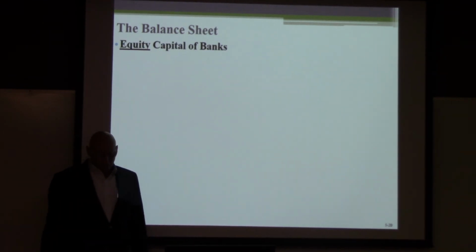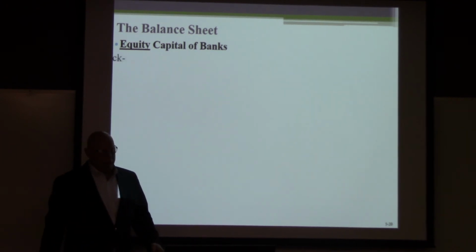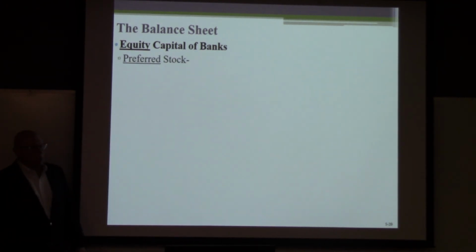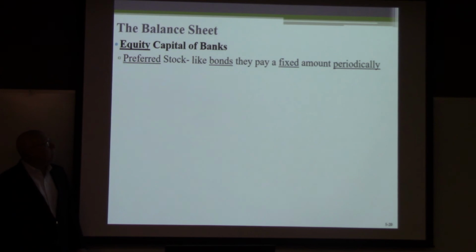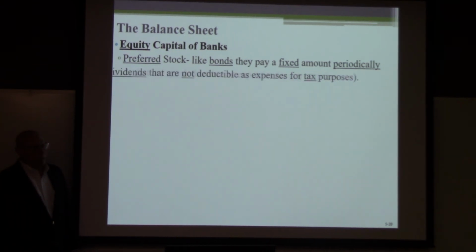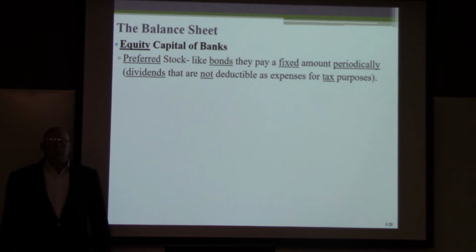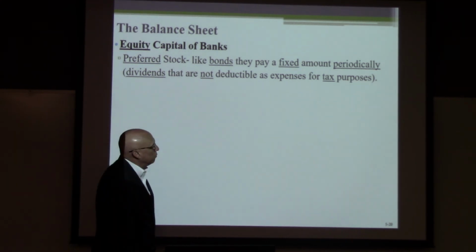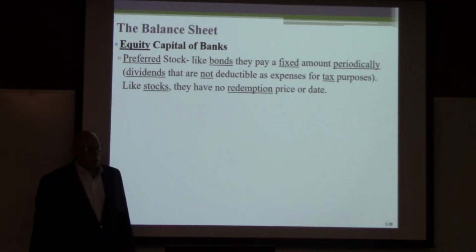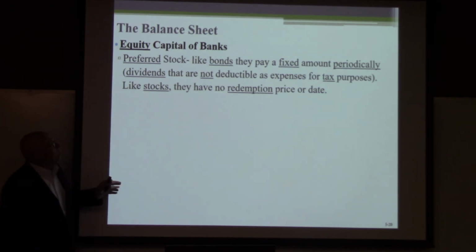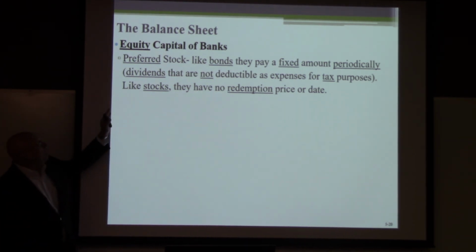All right, let's take a quick look at the equity capital of banks. Preferred stock, okay, as we just said, like bonds, they pay a fixed amount periodically. The dividends are not deductible for tax purposes, okay? Like stocks, they have no redemption or price date, so this is how a regular preferred stock is different from a limited life preferred stock. A limited life preferred stock will be redeemed.